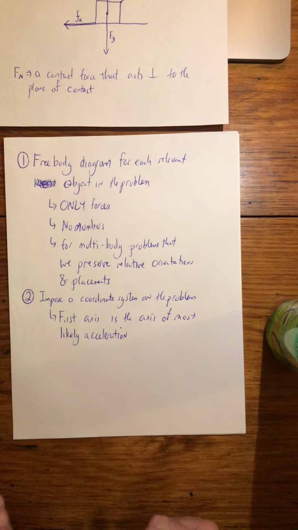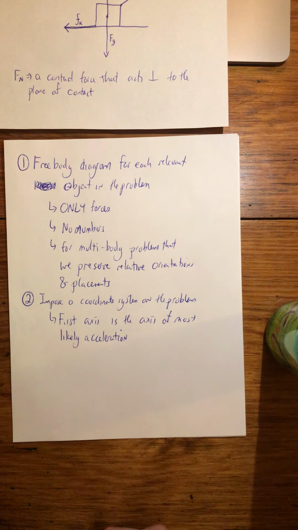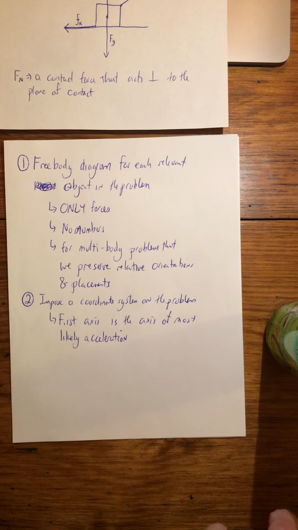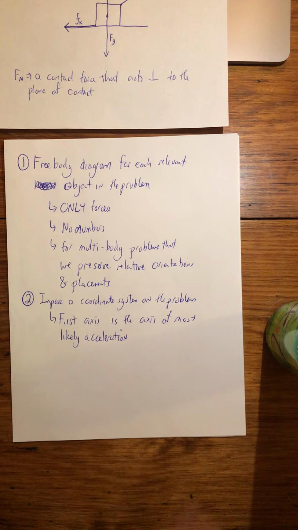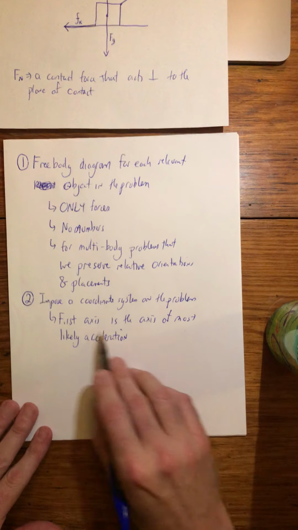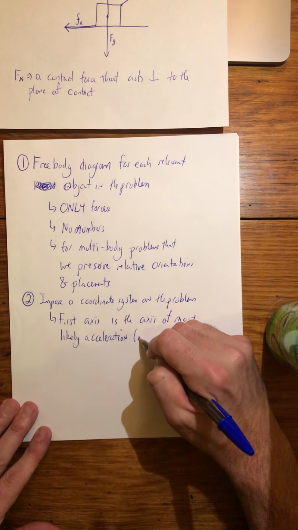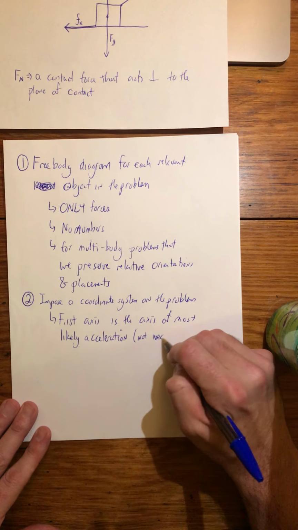And that's important, right? Because in these problems, choosing axes is probably the make or break moment. Well, the make or break moment is a free body diagram. You have a bad free body diagram, you're not going to solve the problem. Then, if you have a bad coordinate system and you don't choose well, you're also dead in the water. So it's super important that the first axis is the axis of most likely acceleration, not necessarily motion.